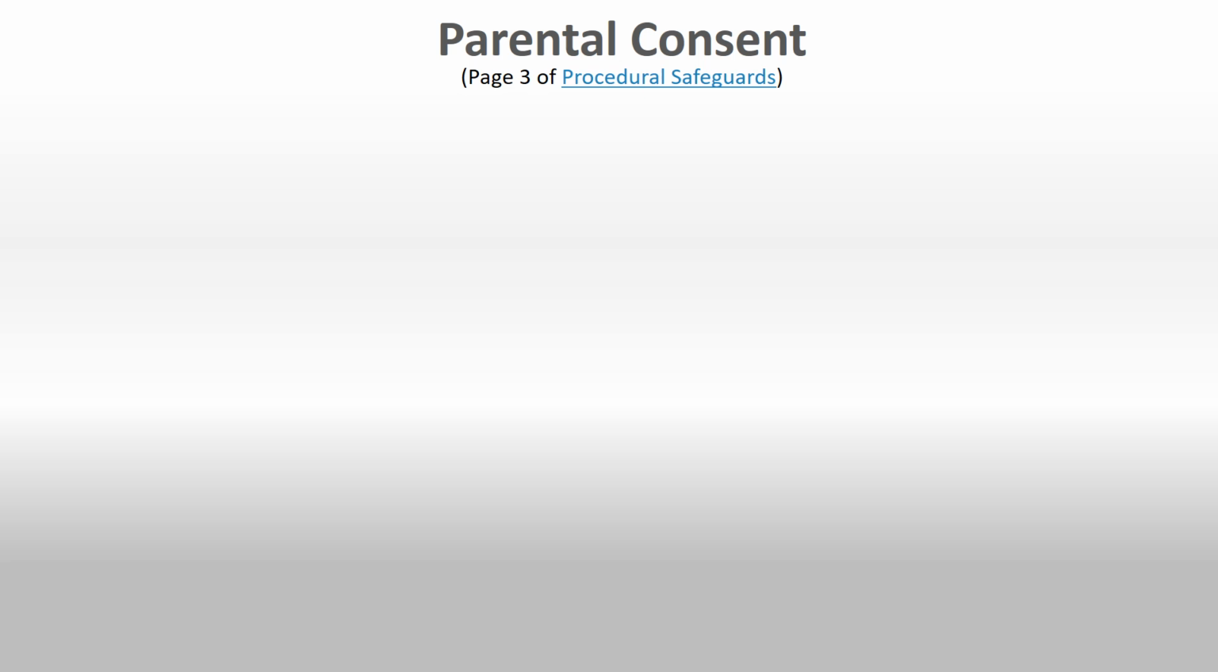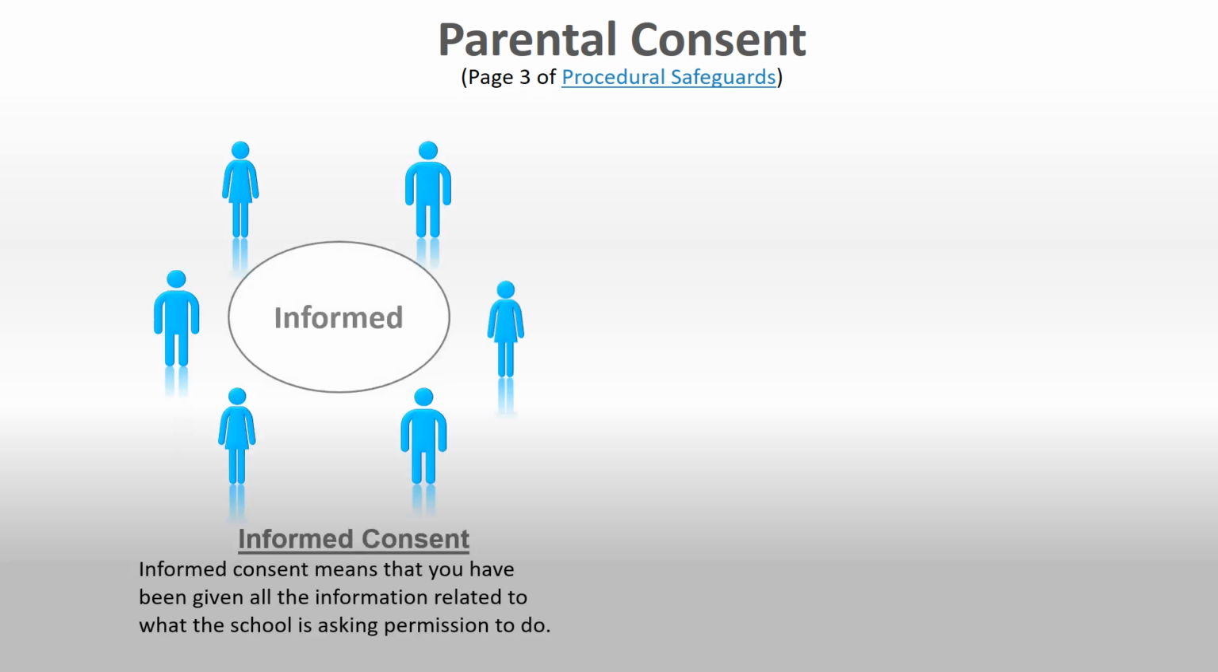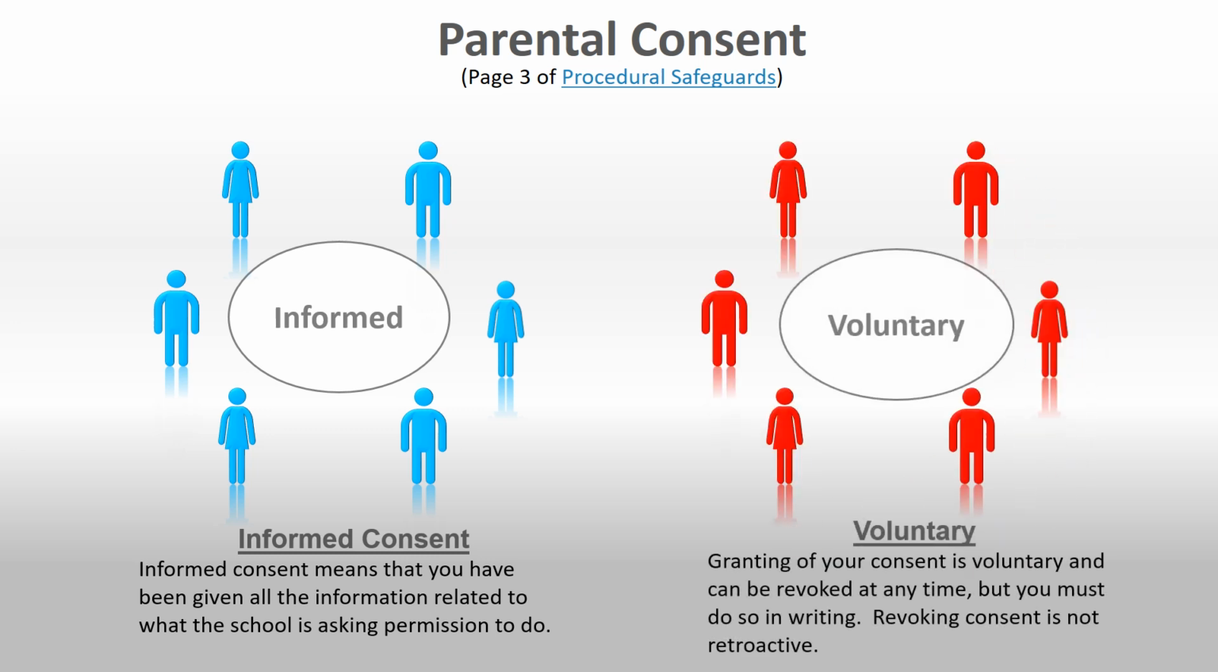Parental Consent, page 3 of Procedural Safeguards. Informed consent means that you have been given all the information related to what the school is asking permission to do. Voluntary: granting of your consent is voluntary and can be revoked at any time, but you must do so in writing. Revoking consent is not retroactive.